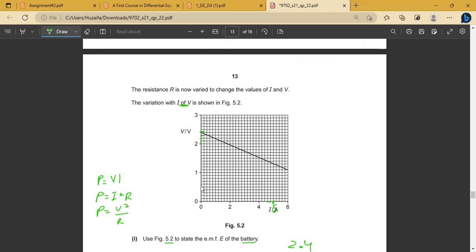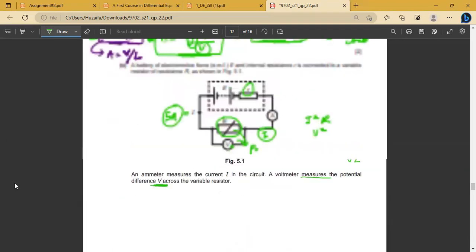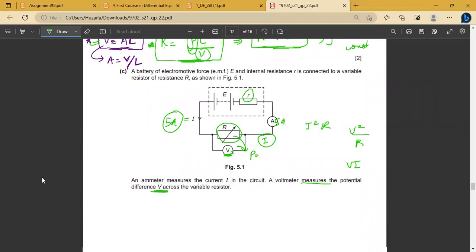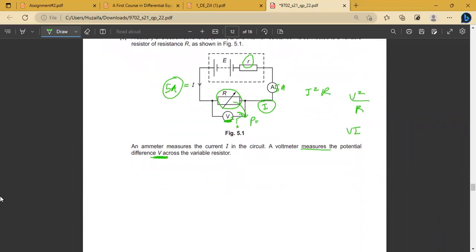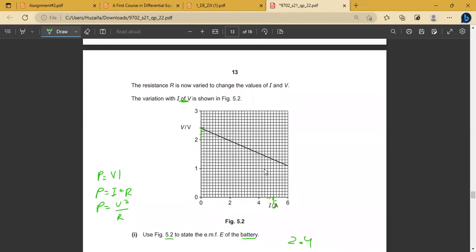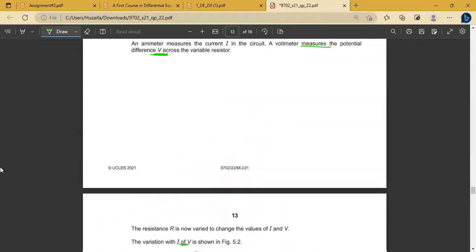So when the ammeter is showing me 5 ampere, what reading is the voltmeter showing? I can calculate it through my graph. When my ammeter is showing 5 ampere, I can see on the plotted graph that the voltmeter reading will be 1.1, 1.2, 1.3 volt. So my voltmeter reading is 1.3 volt.